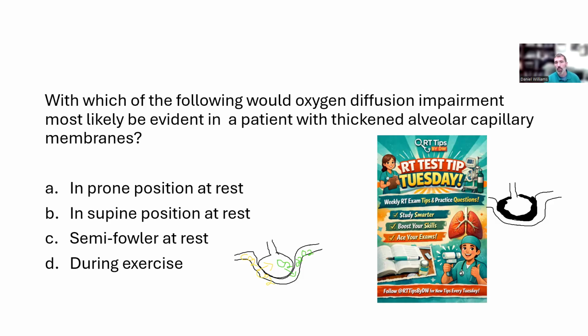We talk about oxygen diffusion being perfusion limited, but in the presence of a thickened alveolar capillary membrane, the issue really becomes diffusion limiting, because those pressures aren't going to be able to equilibrate. So D would be the best answer choice here. During exercise is when those oxygen diffusion impairments are most likely to be evident in a patient that has a thickened alveolar capillary membrane.